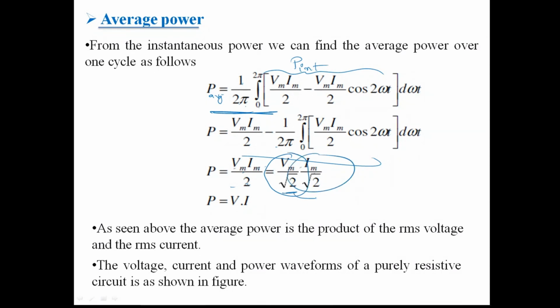What is Vm by root 2? Vm by root 2 is Vrms, and Im by root 2 is Irms. So we can say the average power is equal to Vrms into Irms. Already I told you, even if I do not write RMS, capital letters always represent the RMS values. For maximum values we write Im and Vm. If that is not written, it means it is an RMS value. So as seen from the above, the average power is the product of RMS voltage and RMS current.